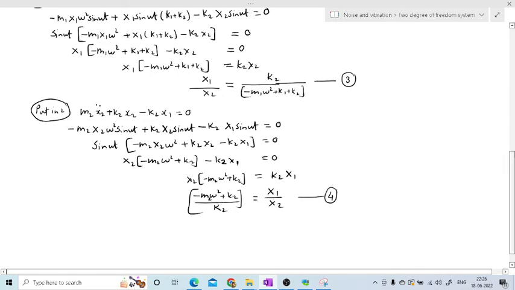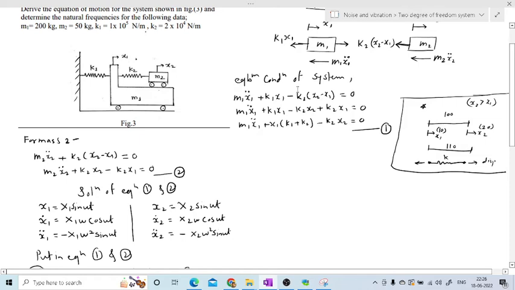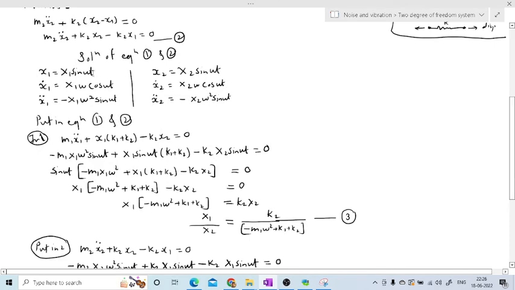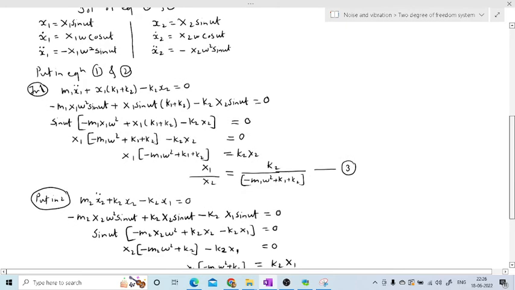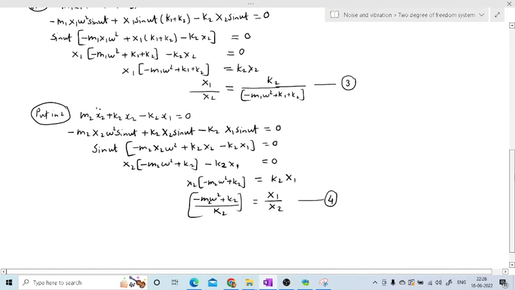So I'll just quickly revise. See, first we have drawn the FBD. From the FBD, for the equilibrium condition, we have written the two differential equations. The solution of the differential equation is x1 equal to x1 sin omega t, x2 equal to x2 sin omega t. We put all these values into these differential equations, and we finally got the x1 by x2 ratio.